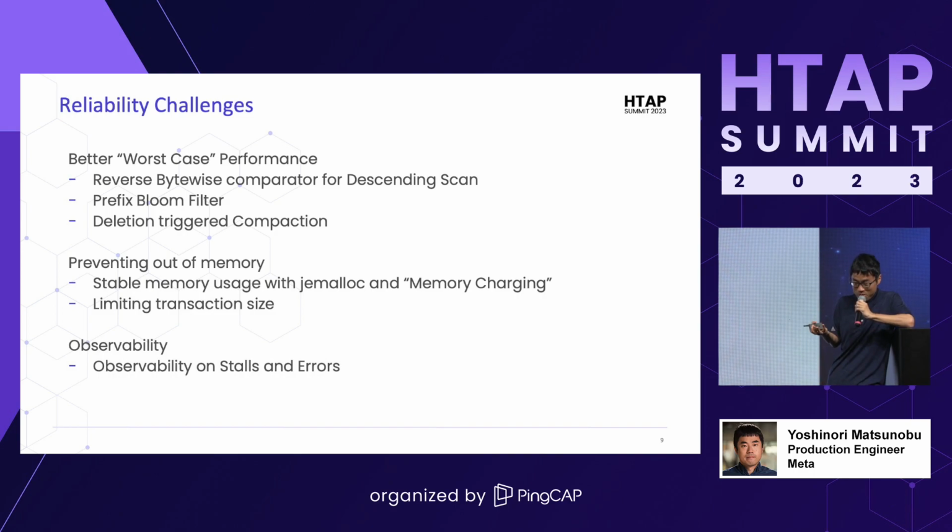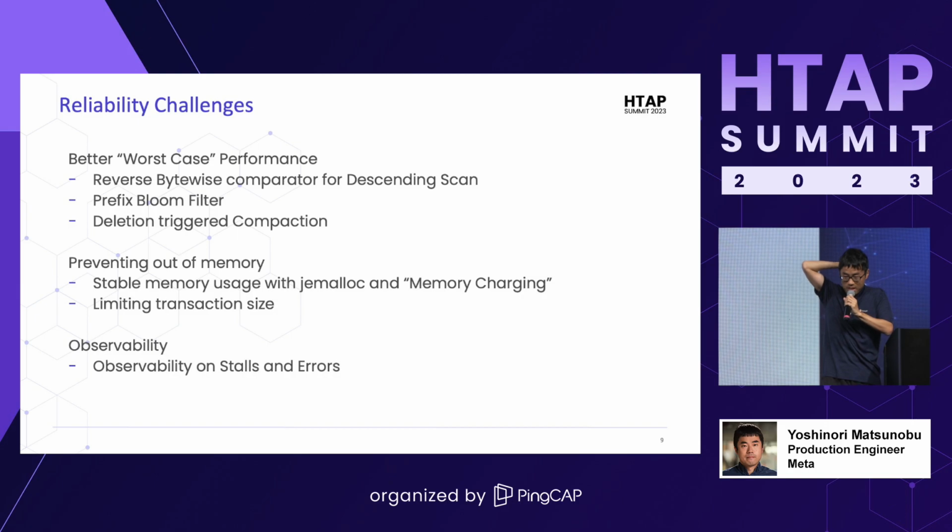So we implemented the reverse byte-wise comparator, which compares bytes in the opposite order. To make a descending scan, internally it does an ascending scan. It gives 25 to 30% better performance. And we implemented a prefix bloom filter so that range scans can use that.